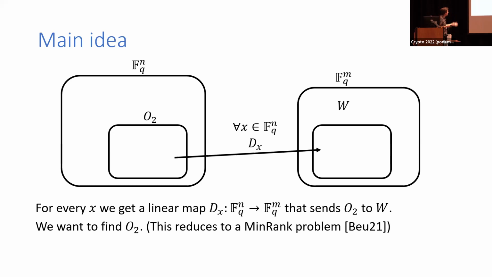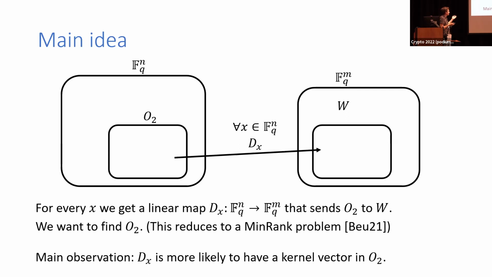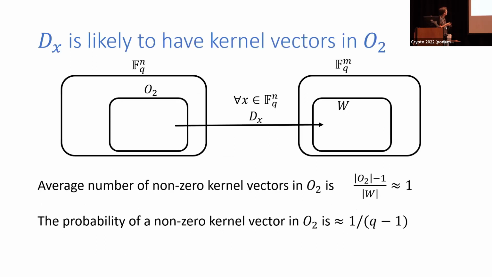So the way I solve this problem in my Eurocrypt paper was to reduce this to a min-rank problem. But actually, there's a much easier way to use these differentials. And that is the observation that these differentials are much more likely to have kernel vectors in O2. Why is that? You can just compute the average number of non-zero kernel vectors in O2 of these differentials, and it's this quantity over there: the size of O2 minus 1 over the size of W.